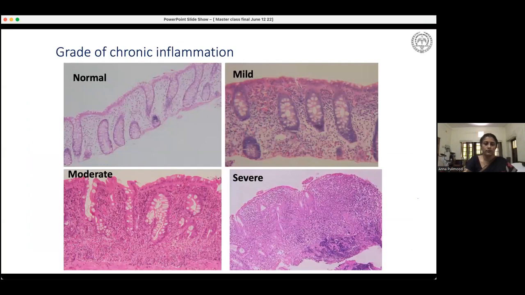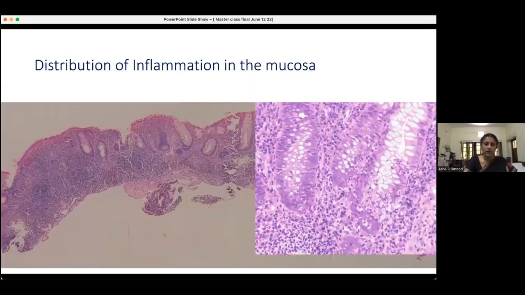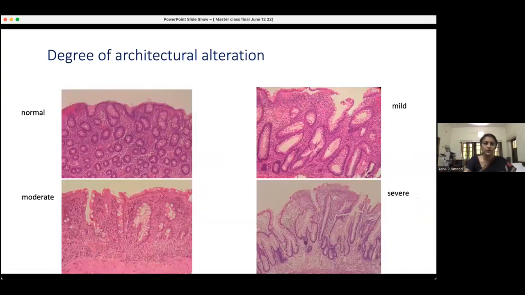So for a diagnosis, you need moderate or severe inflammation. You need inflammation in the deep part of the mucosa, as I said, and you need significant architectural alteration. One or two branched crypts does not constitute abnormality. You have to have more than two branched crypts and a disarray and all the other changes, atrophy, to make a diagnosis of IBD.